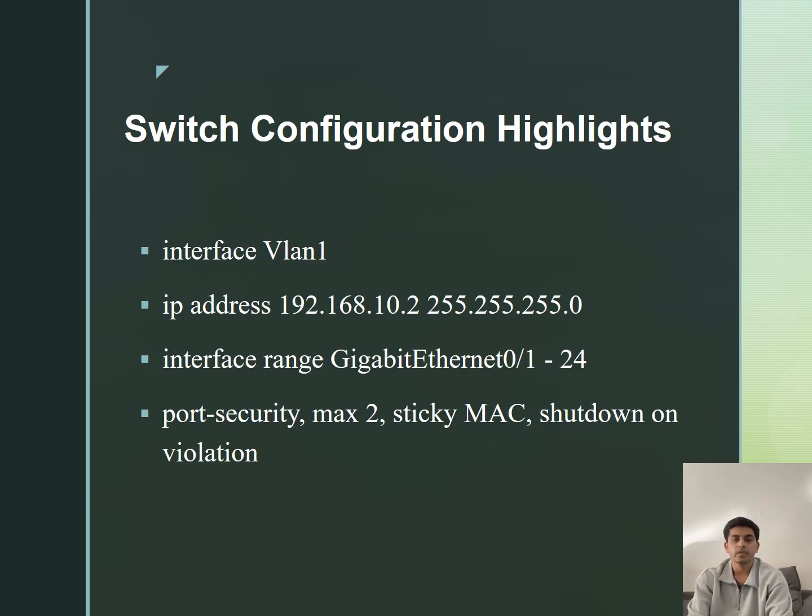Slide about the switch configurations. We have VLAN 1 with the IP address 192.168.10.2, so we can manage the switch remotely. All the ports for GigabitEthernet 0/0 are configured with port security. Only 2 devices can connect per port. Their MAC addresses are remembered and violations will shut down that port for safety.